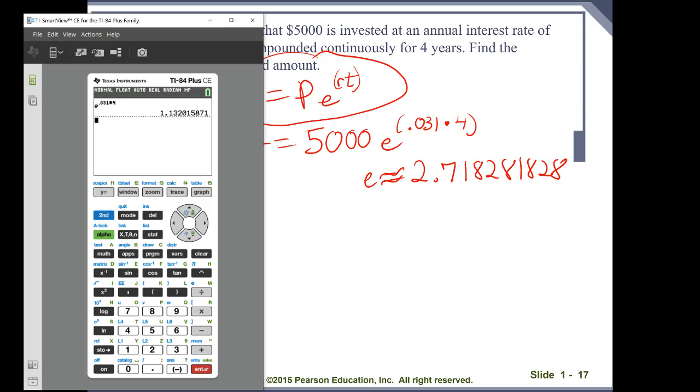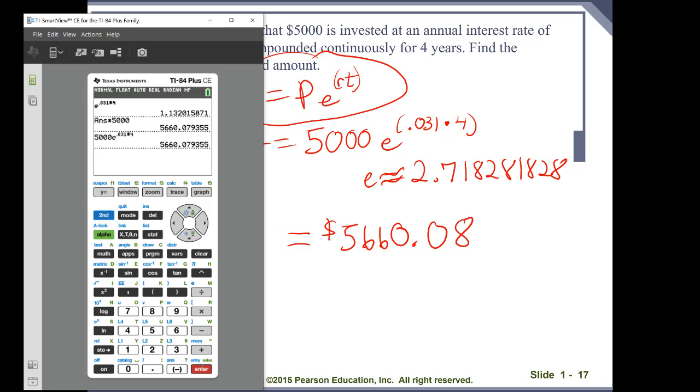I'm going to hit enter, and I get this. And then I'm going to multiply that by 5,000. And so I will see that after 4 years' time, I'm going to have in my account $5,660.08. So I can also just type this in order. I could type in 5,000 E, and the calculator will know that it's times E. You could also put the times sign in there. I often will do that. And 0.031 times 4. Now I'll get the same answer.